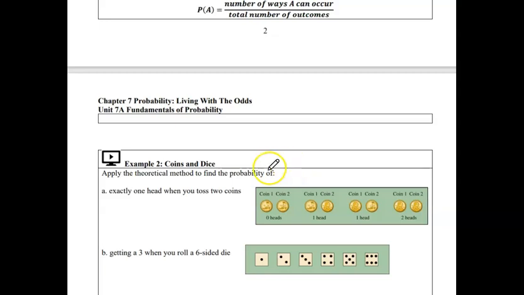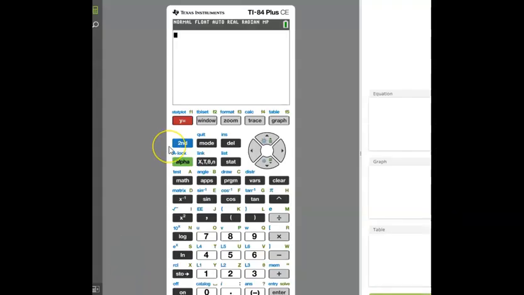So I'm going to go to the graphing calculator real quick, and I'm going to ask you to pull out your graphing calculator and do this as well. I want us to play with this for just a minute and see that your experimental probability will approach your theoretical probability the more times you do the experiment. What we think happens is that if we flip a coin, we should get heads 50% of the time and tails 50% of the time.